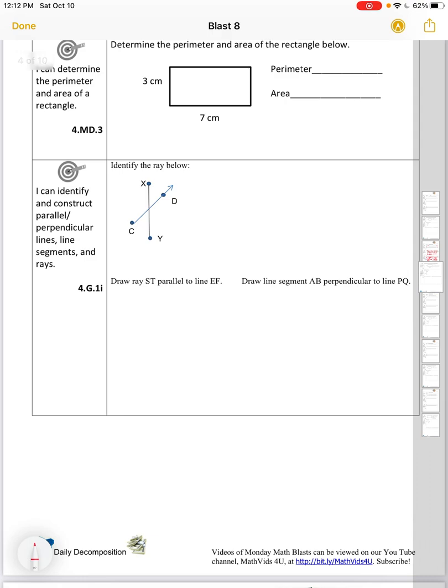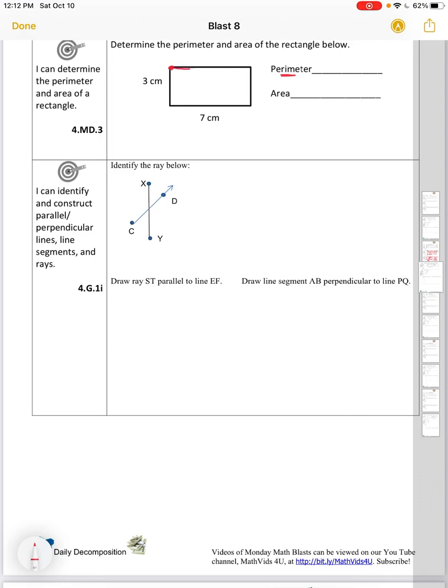On the back side, I can determine the perimeter and area of a rectangle. Determine the perimeter and area of the rectangle below. So here, the perimeter, there's this key word rim. That means I'm going to start at one point and work my way all the way around the rim of the figure. When I'm finding the perimeter, I'm looking for the distance around the figure.